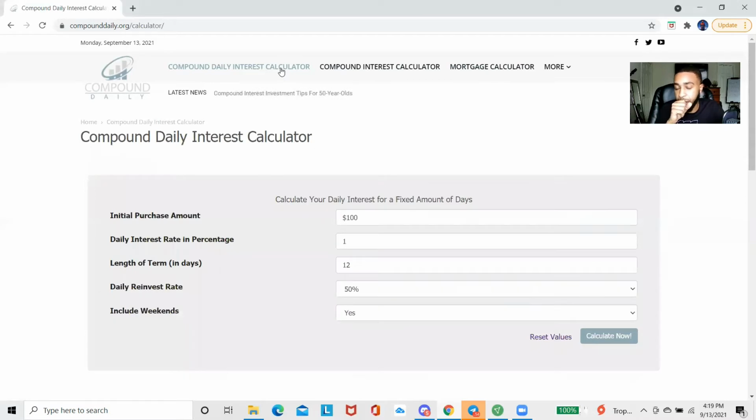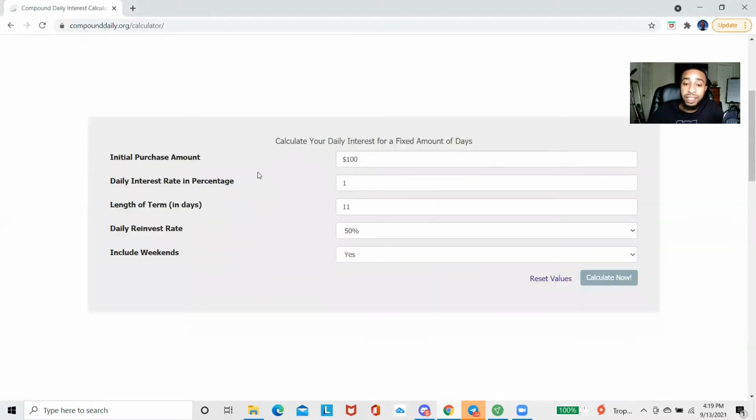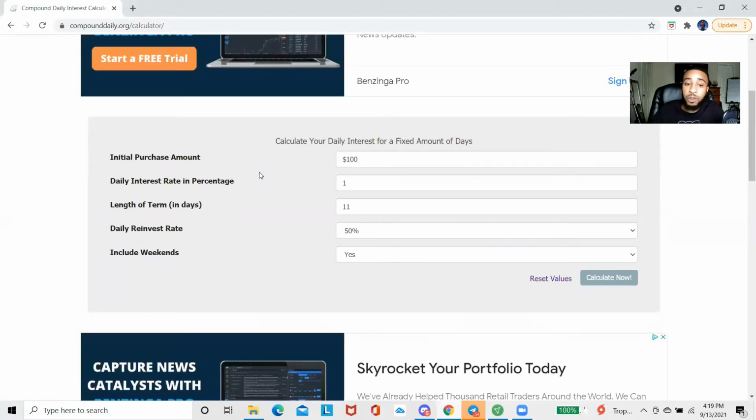Okay. Now, after I click on that, the next thing I want to focus on is that they're going to give me some different sections that I can fill in the blank. So the first one is going to be the initial purchase amount. I'm going to be honest with you: the purchase amount stands for how much money is in your current trading account. 100, 200, 1,000, 2,000, 10,000, and so on, right?